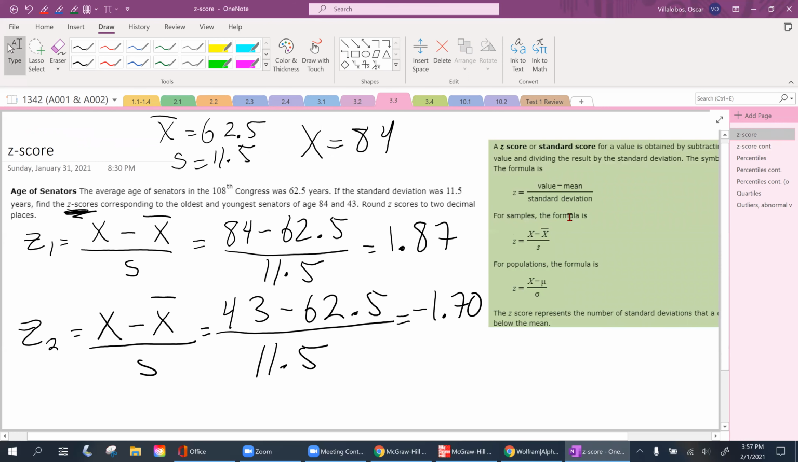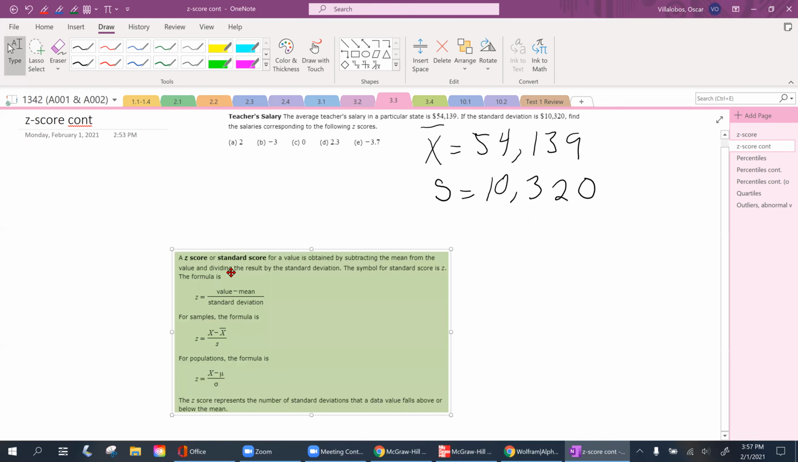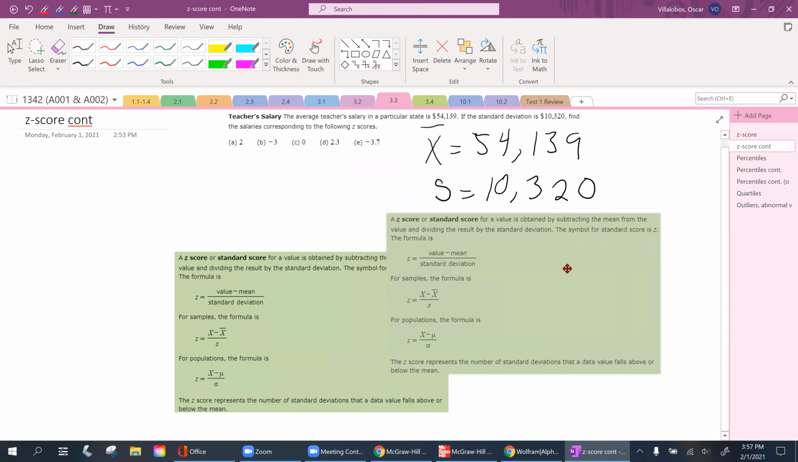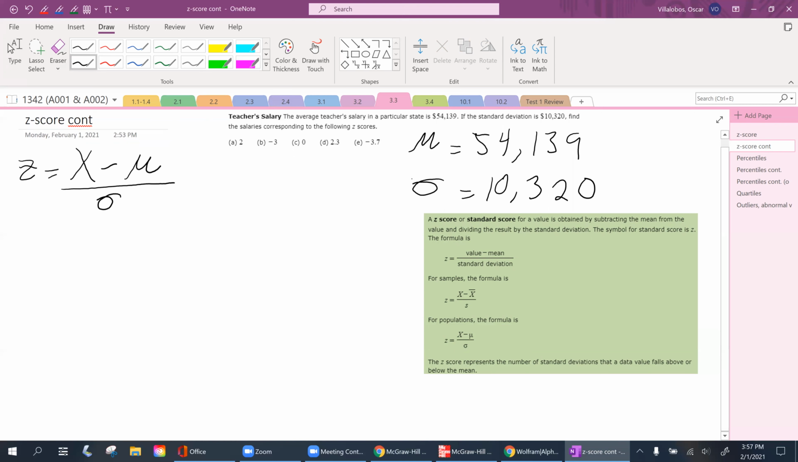I'm going to want to use, let's go ahead and copy this over, the bottom formula. But as we know, it's just the notation that we use. It's still going to be the same values. So since we're dealing here with a population, this is going to be X minus mu over sigma, and this means the same thing. So we know that my average is mu, and my standard deviation is sigma.